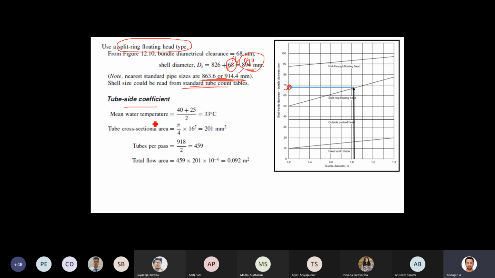Okay, so calculate the water mean temperature, 40 plus 25, that is 33 degrees centigrade. Tube cross sectional area, this is the ID. Cross sectional area means flow area, pi by 4 d square. This is the flow area for one tube. So tubes per pass 459. We calculated the number of tubes as 918, so this is 459. The total flow area per pass is 459 into 201 into 10 power minus 6. You are converting in terms of meters, so 1 mm is equal to 10 power minus 3 meters. So this is the total flow area per pass.